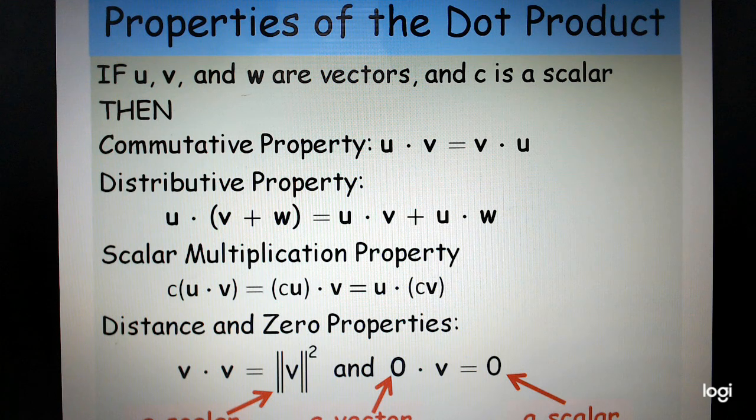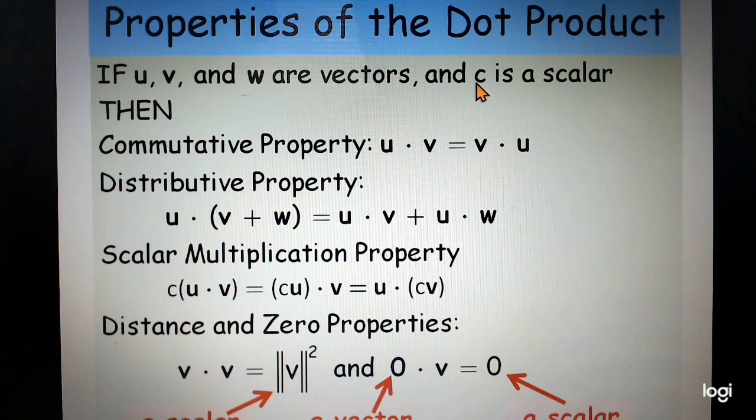Okay, properties of the dot product. There is a special handout PDF form on Blackboard with many properties listed. You can use that as reference. I'm just listing the ones here for the dot product. So here we go. u, v, and w are vectors.